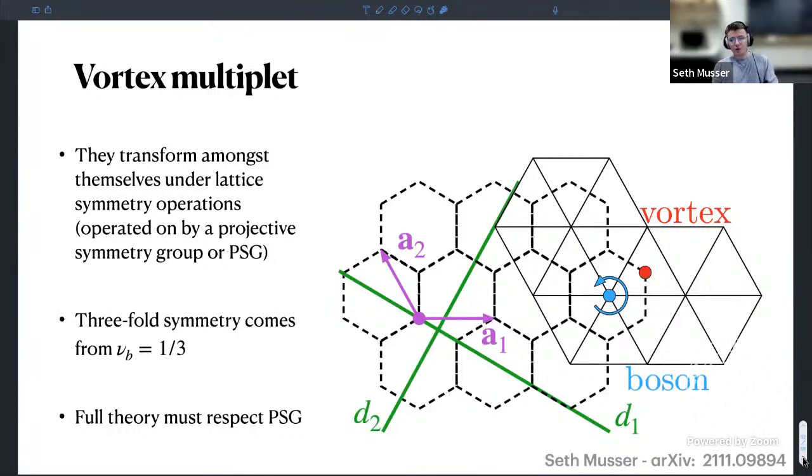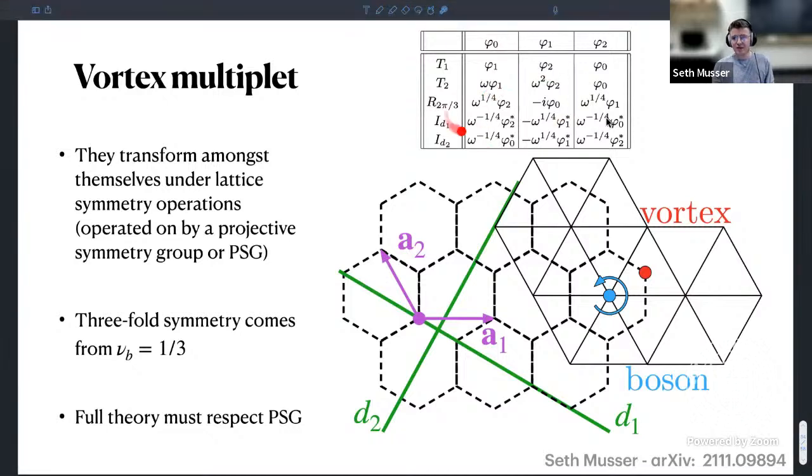So we need this vortex multiplet, whatever it is, to transform amongst itself under lattice symmetry operations. If we do this kind of circuit, we might take vortex flavor 0 to vortex flavor 1 to 2, and once we've done it 3 times, we get back. So Burkov and Valence worked this out, but in terms of our phi, our vortex degrees of freedom that we're writing down here, this is what all of these symmetries do to them.